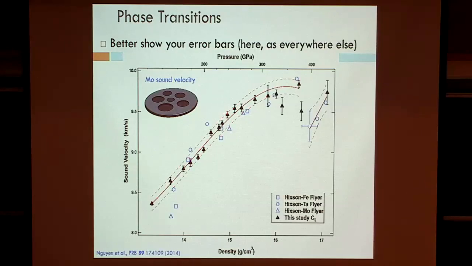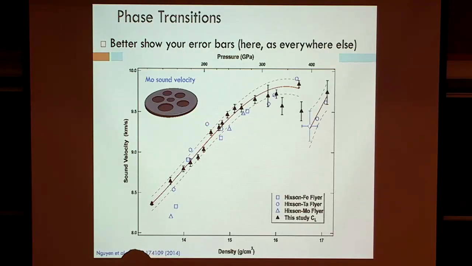You could argue, especially since Hixson doesn't show error bars, about whether something happened here or not. But the reason we're convinced that there's something wrong with Hixson's data is that if you extrapolate this all the way back to the ambient pressure density of molybdenum, you'd better get the sound speed of BCC molybdenum. And Hixson's data extrapolate to something else. So in fact, to make Hixson's data make sense, you need at least two phase transitions. So probably the method is sound, but his original data had larger error bars than were represented there.